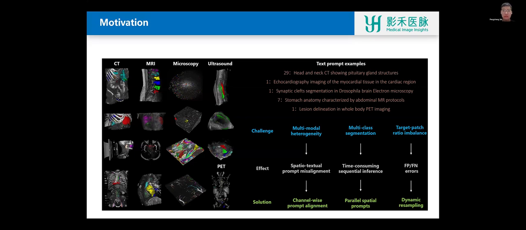Second, inefficiencies arise in multi-class segmentation due to sequential spatial prompts. Third, target-to-patch ratio imbalance leads to FP or FN errors, especially for small lesions.